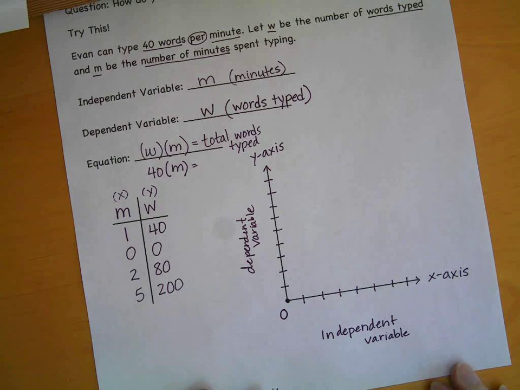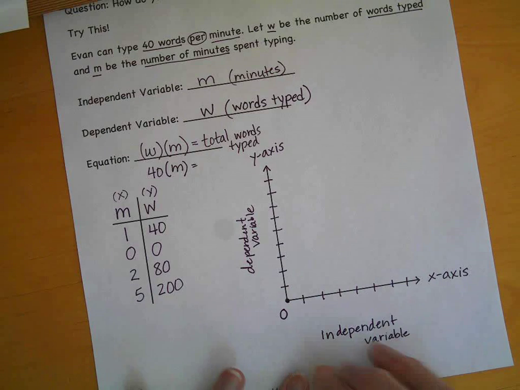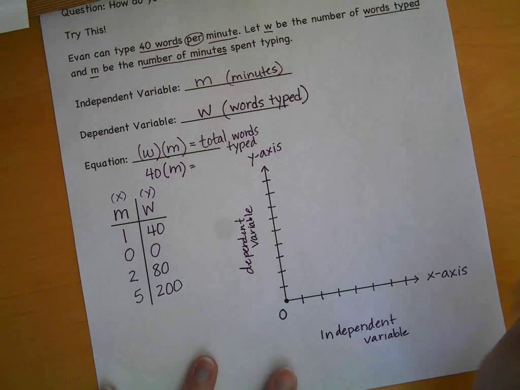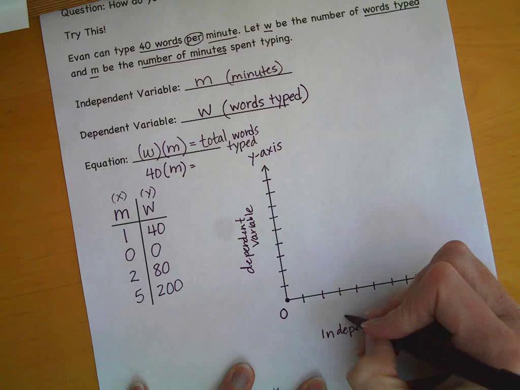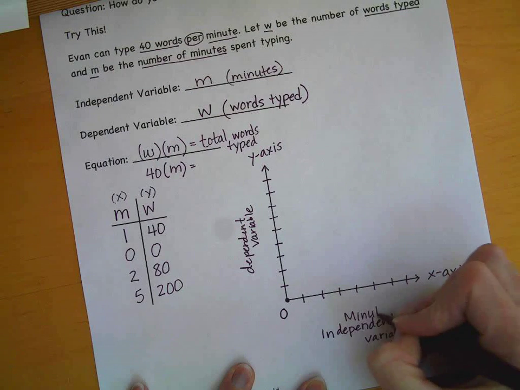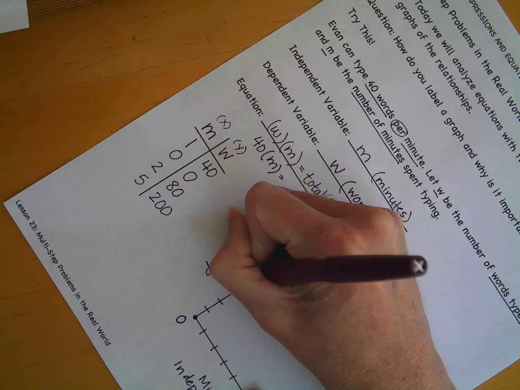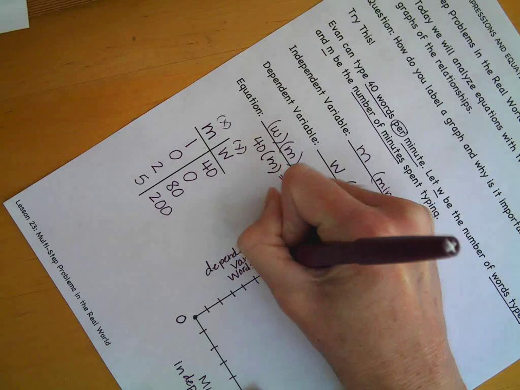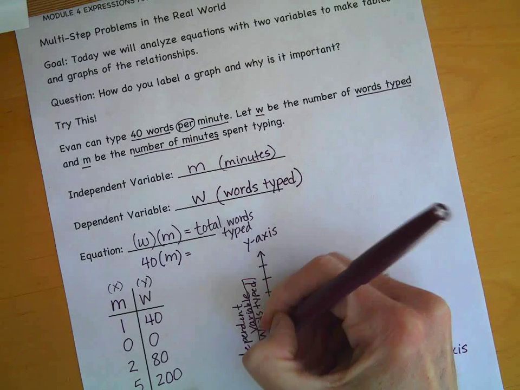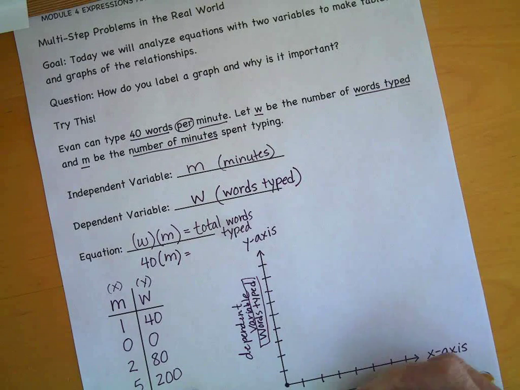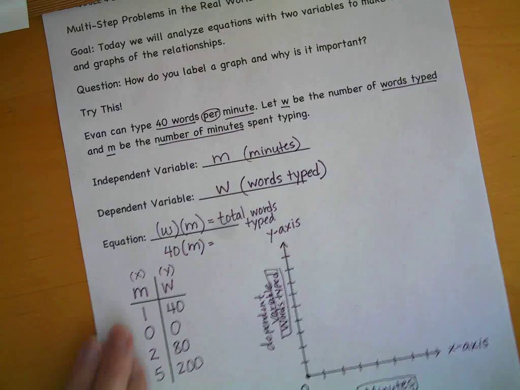Okay, so this is all information that you have got to make sure that you learn and memorize, because it's the same for every different scenario that we work with. So the independent variable for this specific problem that we're working with is the number of minutes. I'm going to write minutes right here. Okay, and the dependent variable that we're working in this story problem is words typed.